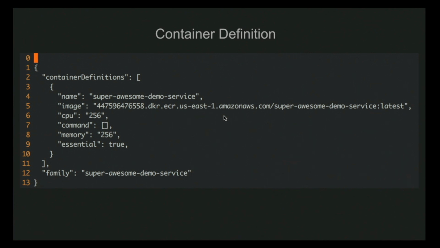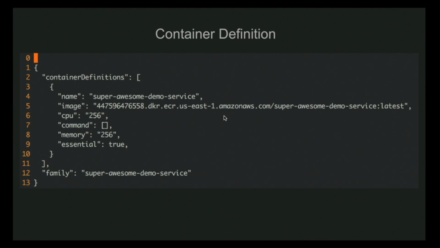So here's what AWS calls a container definition. Container definitions are basically how you tell ECS what to run. It's going to include your Docker image, which you can pull from anywhere. You can pull it from Docker Hub or the Docker Store, or you can pull it from Amazon's ECR, Elastic Container Registry. It basically just hosts Docker images.